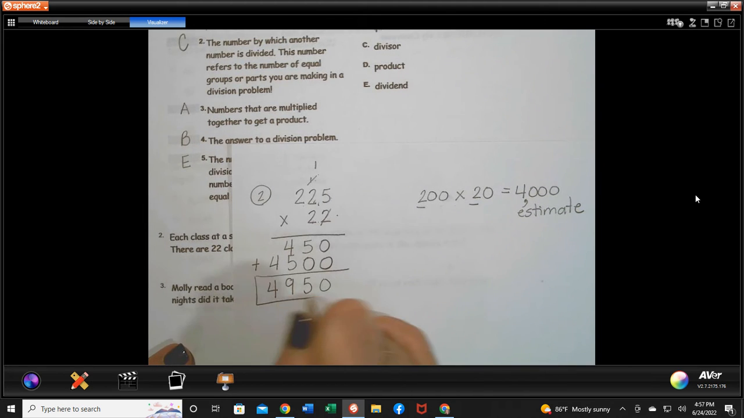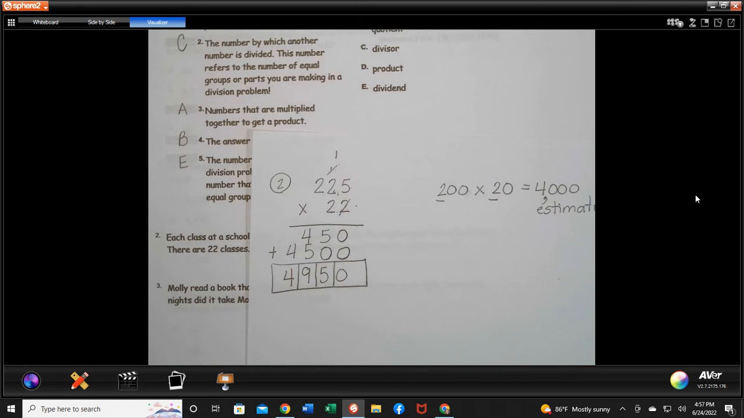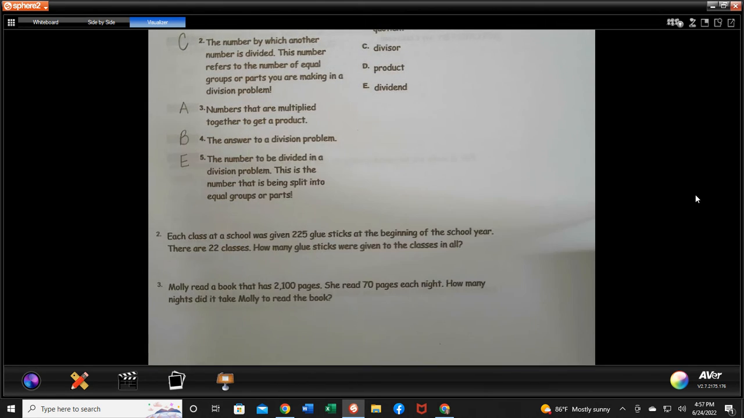So you entered the digits 4, 9, 5, and 0 in the computer. All right, so this is an example of an open response question. You had no answer bank. All right, let's look at number 3.